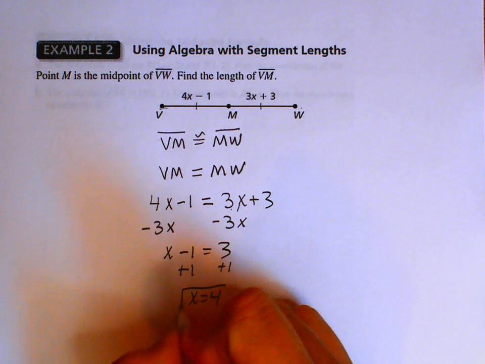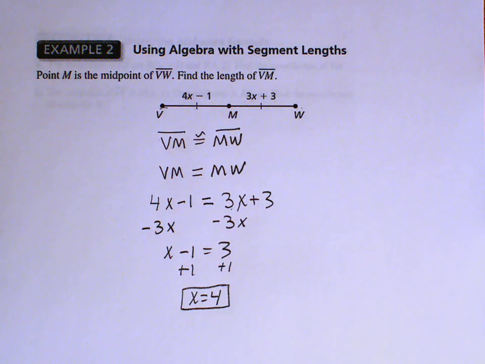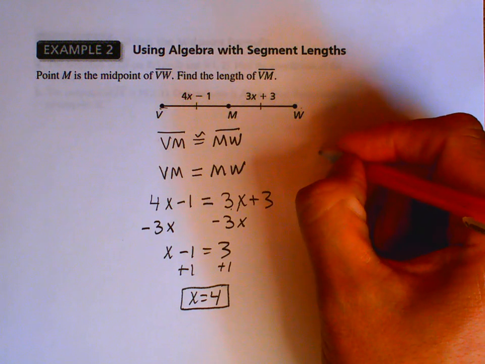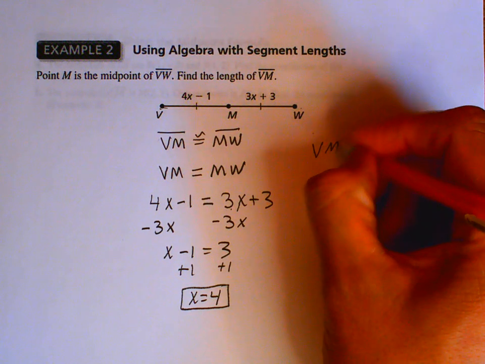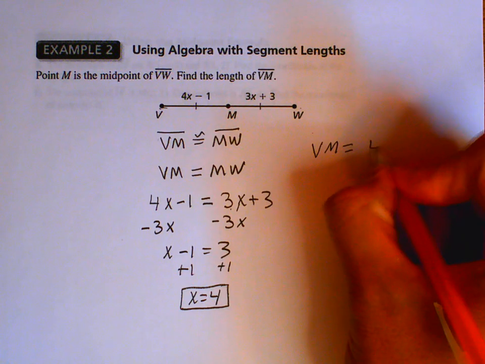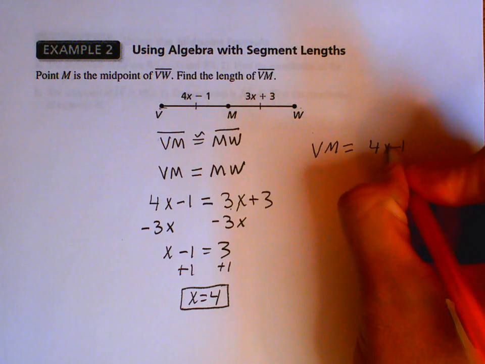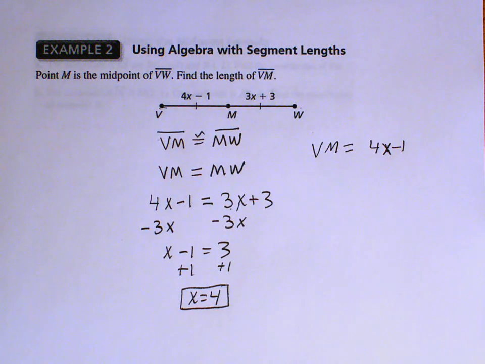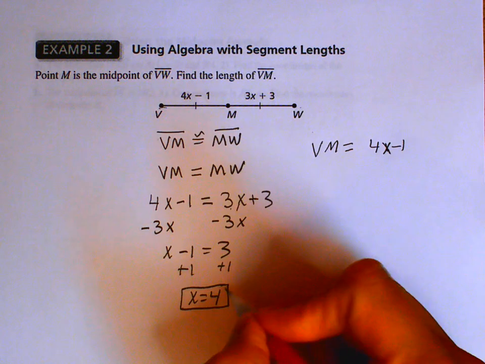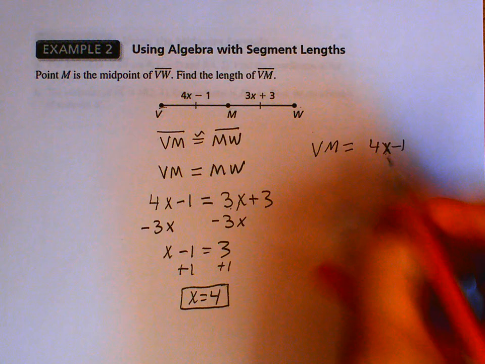Now, is that my answer? No, because the question is asking me for the length of VM. So they want to know, what is VM? Now, VM is equal to 4x minus 1. So what am I going to do? I am going to substitute the value of 4 in place of the x.